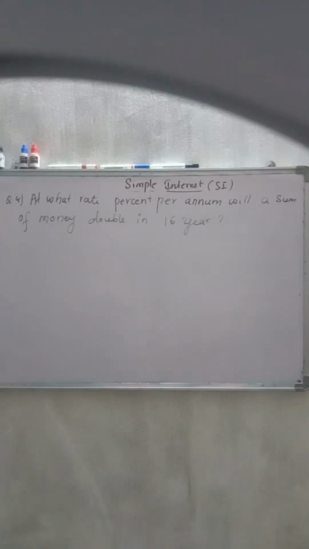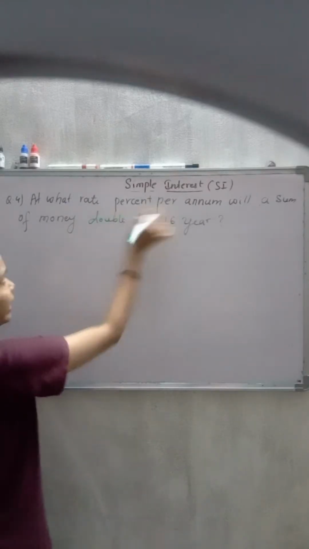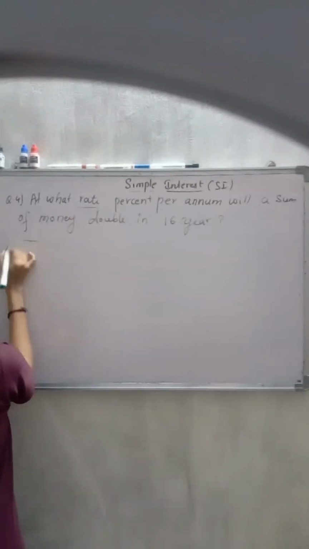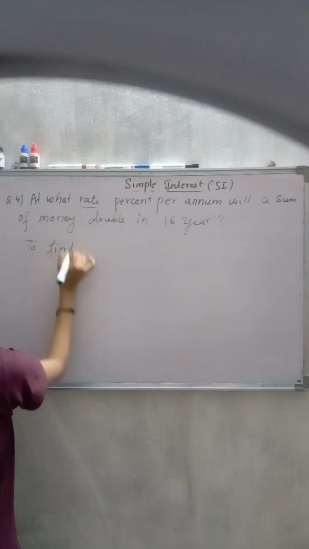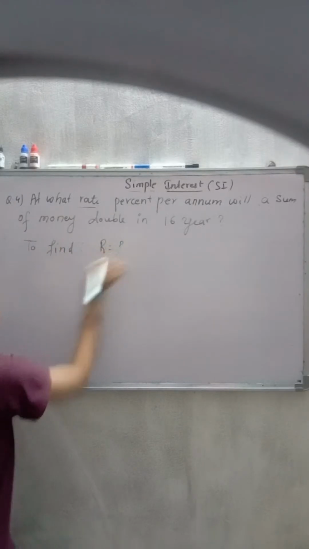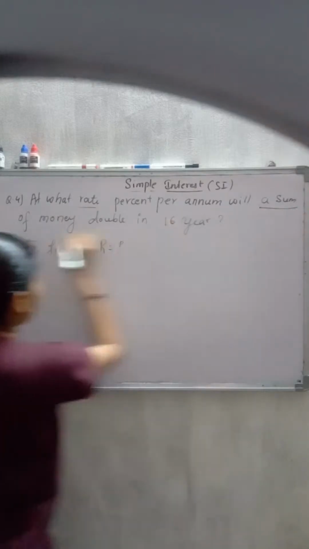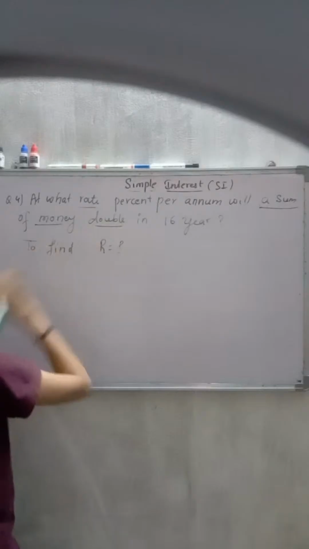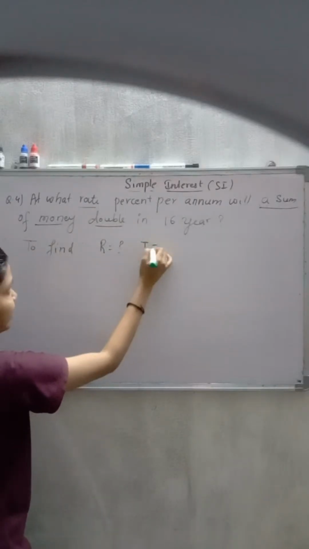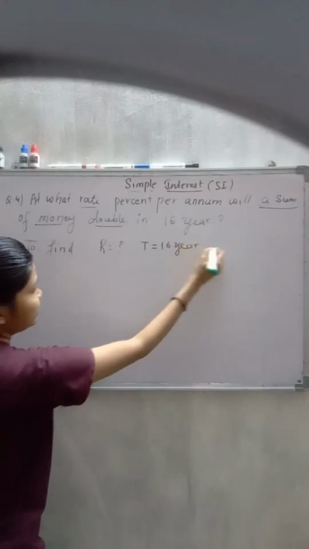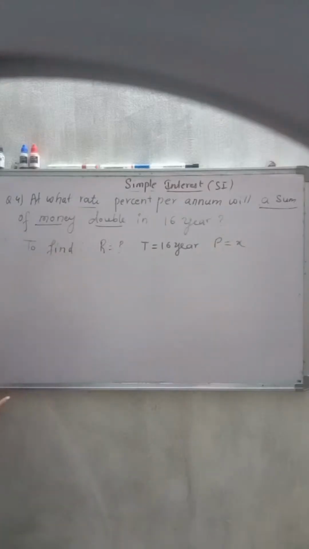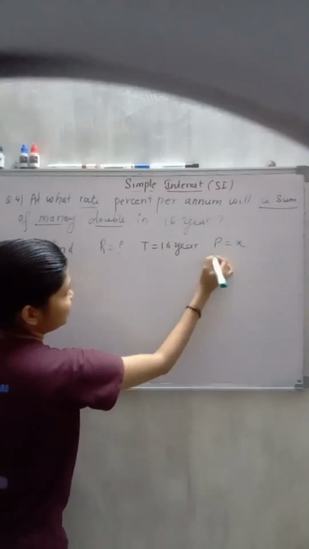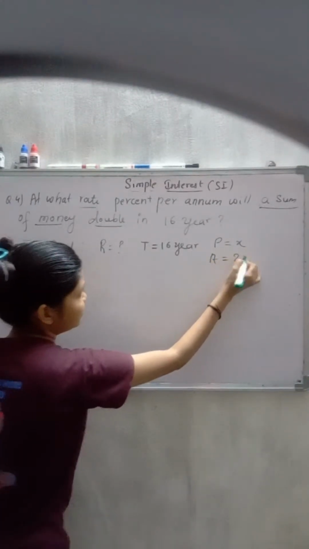So, at what rate percent per annum means we need to find rate of interest, a sum of money doubles in 16 years. That means time period is given as 16 years. We have the principal, let's say x, and it will be double. That means amount is 2x.